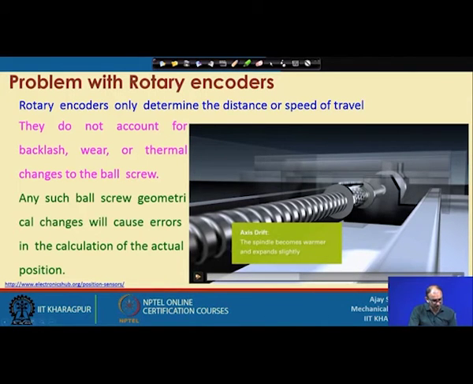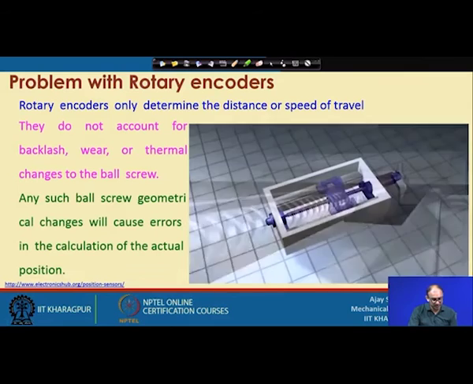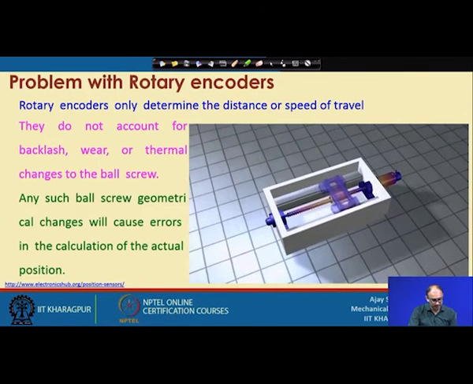So, what is the excess error? That excess error is because the spindle becomes warmer and expands slightly. We know there is a coefficient of thermal expansion of each and every material. So, if you heat that particular component beyond a certain limit, then there is expansion of that material. So, the shaft will expand slightly. Now it is heating, and you can see the temperature is increasing. The motor is also heated, and this particular ball screw or the lead screw is also heated.